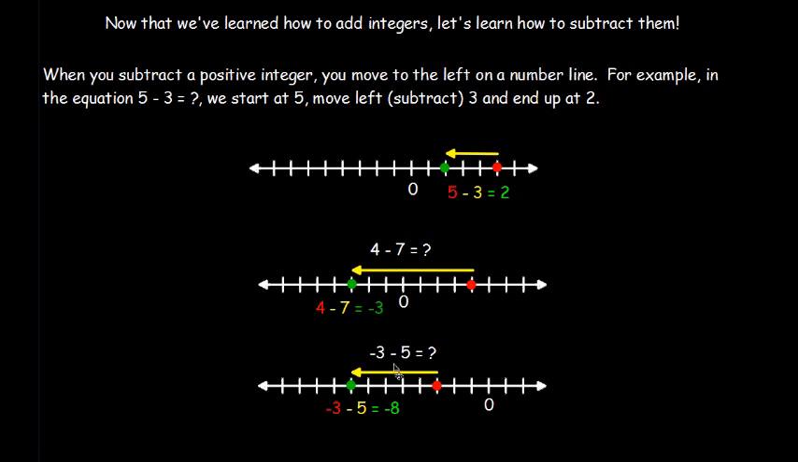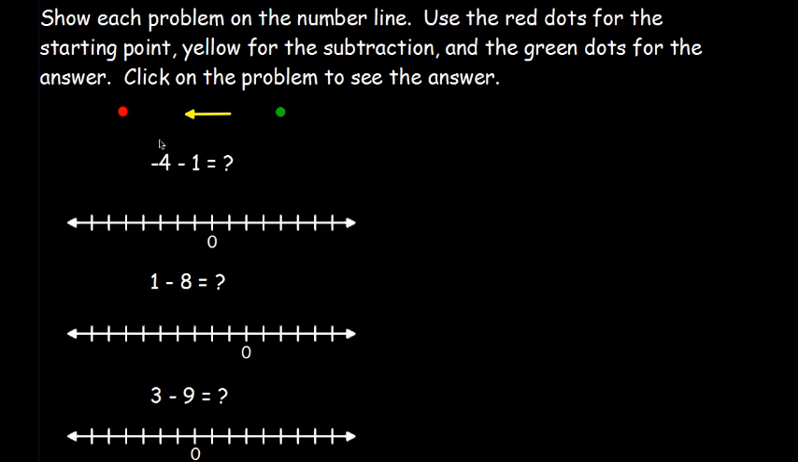4 minus 7. So this is all stuff you guys should have learned before, because this is just basic subtraction. So start at -4, like this says. 1, 2, 3, 4. And since it says -1, that means I'm going to move left because I'm subtracting a positive. And I'm only going to go 1. So that's going to put me right there. So I'm going to say my answer is -4 minus 1 is a -5.